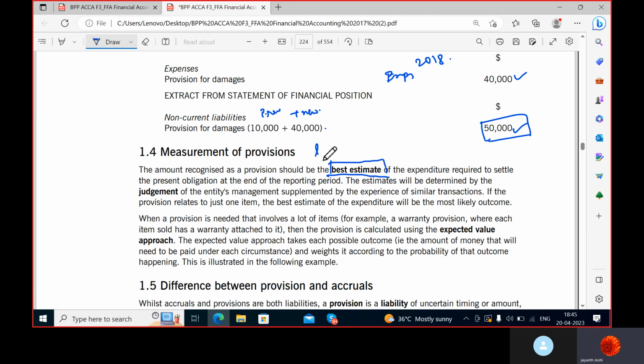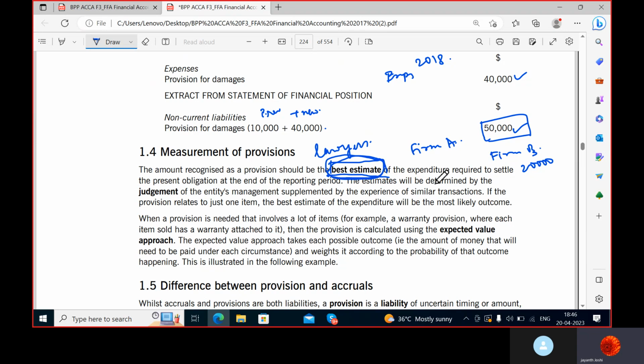Like in the previous sum we saw that the entity has taken the help of their lawyers. So lawyers have made a best estimate that 10,000 can be the provision. Okay. Now, similarly, it can be 10,000 for firm A, while the same kind of business is done by firm B and they are creating a provision of 20,000. So it might vary from one entity to another because they are showing the best estimate, and best estimate doesn't have a valid definition.